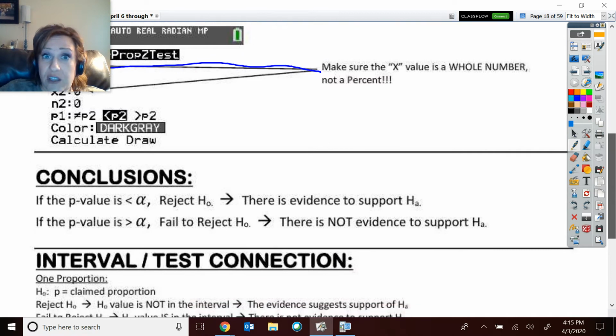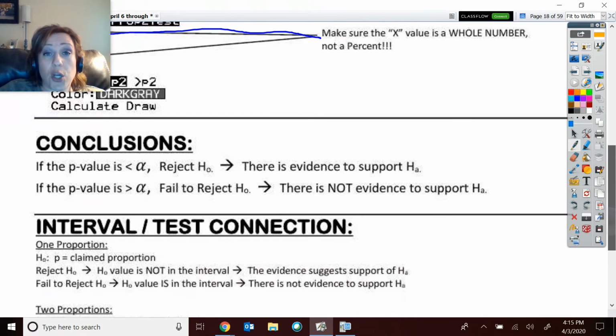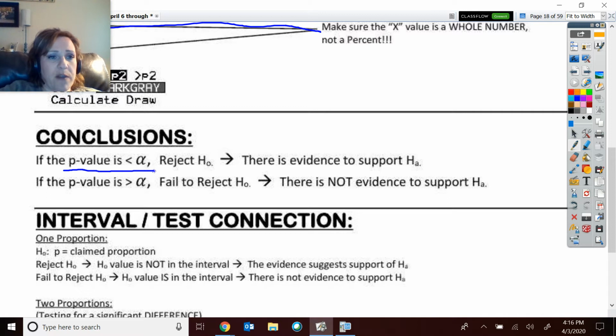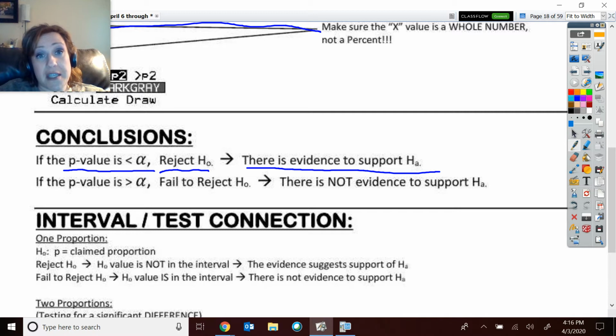You will then get your test statistic, your z-score, and your p-value. So we know if your p-value is low, we're going to reject H0. And then your next sentence is about HA. So I'm rejecting H0, so I have evidence to support HA, the alternative hypothesis.